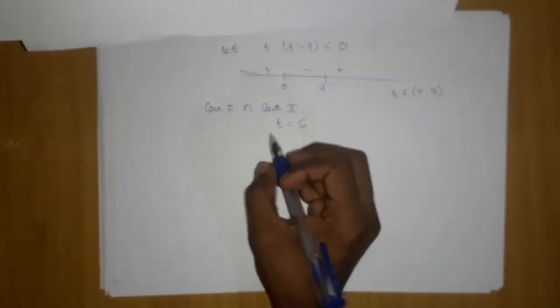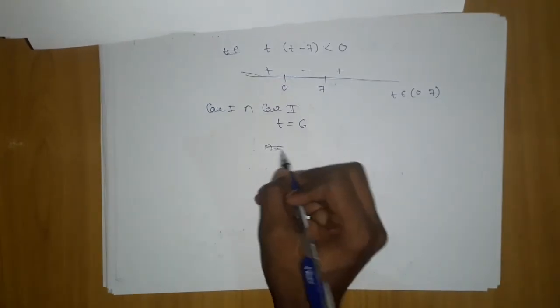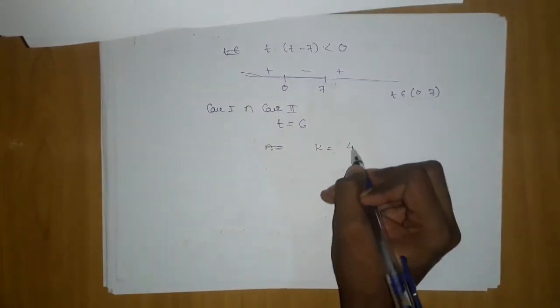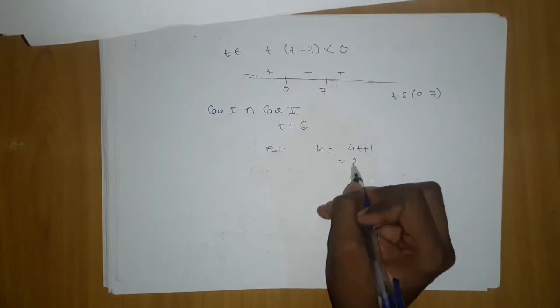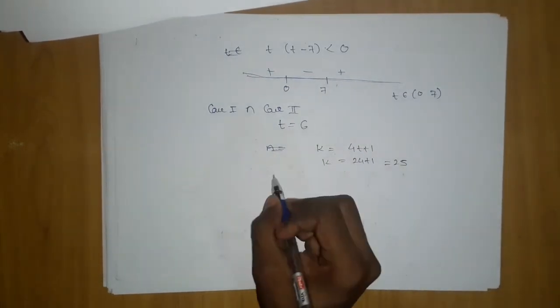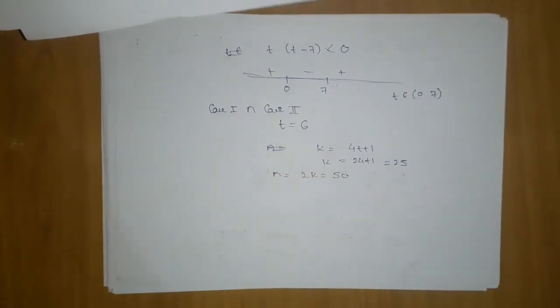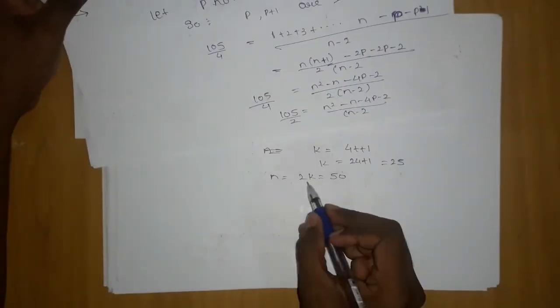First, can I get my k? k will be 4t plus 1, which will give 24 plus 1, which is nothing but 25. So I got my k. Can I get my n? n will be nothing but 2 times k, which will be 50. So I got the number of terms. Almost things are now shortened. I got my n as 50.